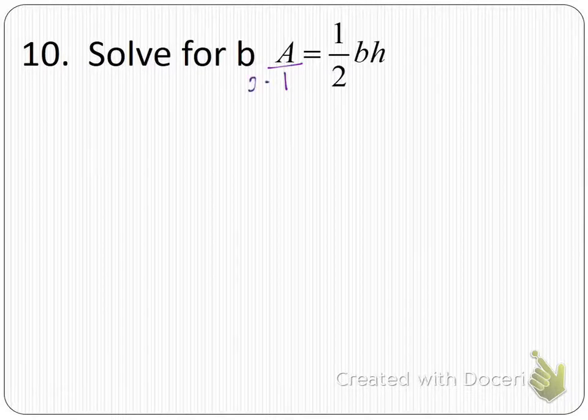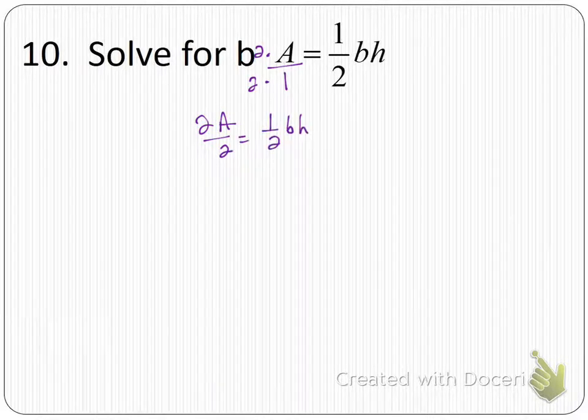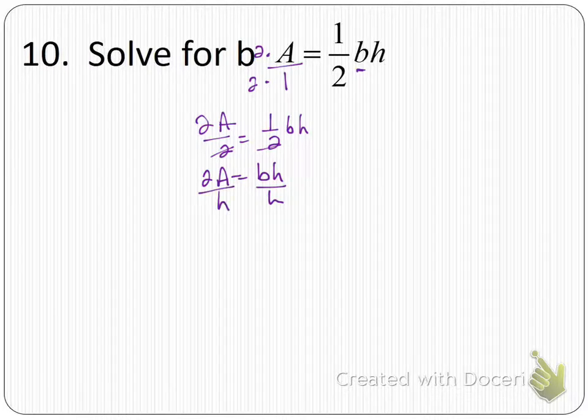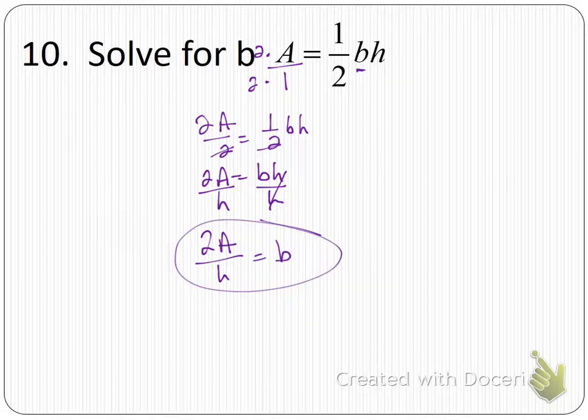So we have to multiply by 2 here and 2 here, and I get 2a over 2 equals 1/2 b and the h are with that 1/2. Now drop them. So 2a equals bh. And since we're solving for b, we have to divide by h. We have to get rid of the h. So we get 2a over h equals b, and we are done because we can't combine the a and the h.